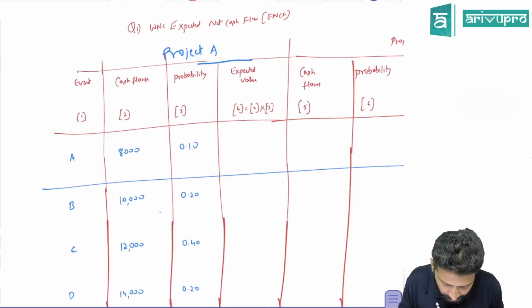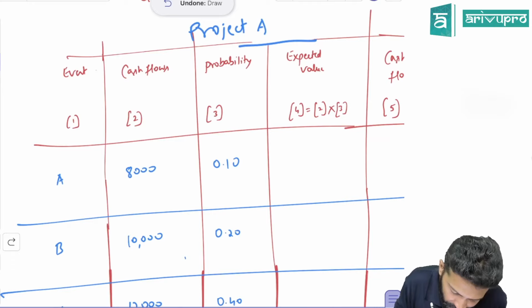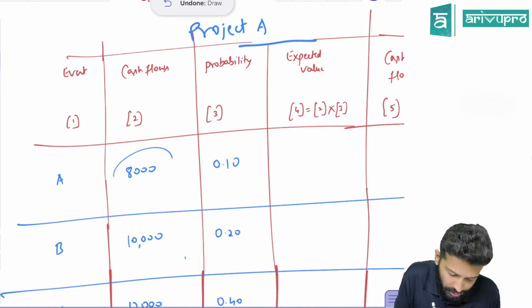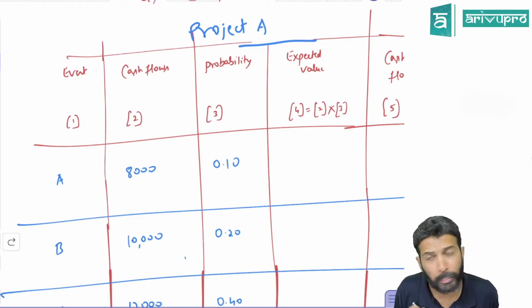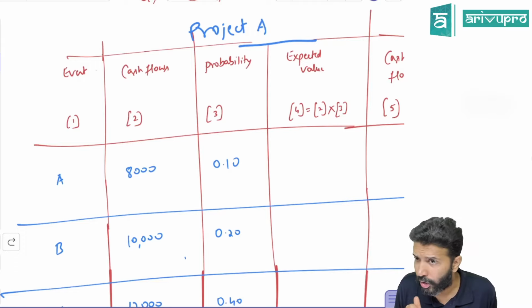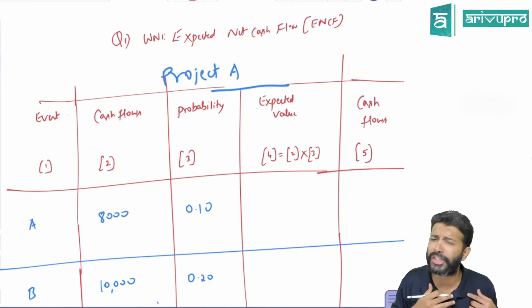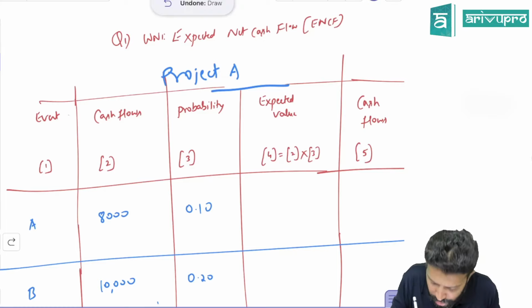Okay. That is what has been brought in over here. Check here. If event A happens, how much cash flow can you achieve? 8,000. Is there a 100% chance that event A will happen, or only 10%? 10%. The probability is only 10% or 0.10. So the cash flow you should take for your NPV calculation, logically you think, should I take 8,000? No, I should only take 800.